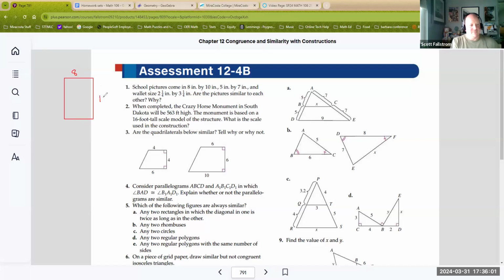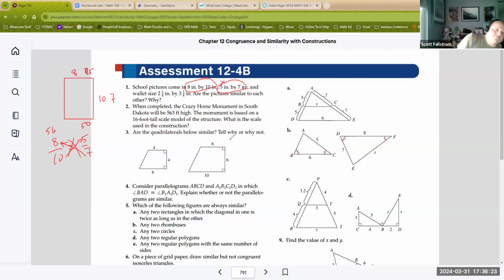One picture is 8 by 10. The other picture is 5 by 7. So the long side would be 5 up here and 7 right there. Ask yourself, is 8 over 10 the same as 5 over 7? Let's check. 8 times 7, 56. 5 times 10 is 50. Oh no, I'm so sorry.